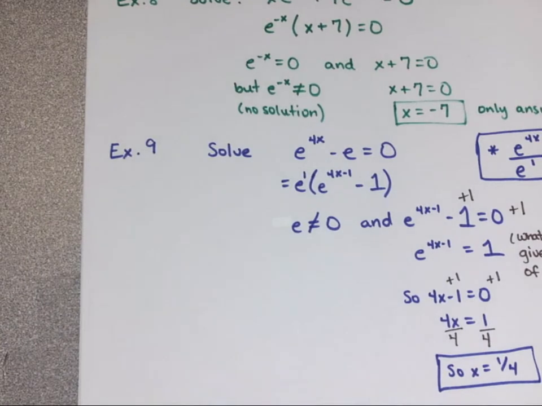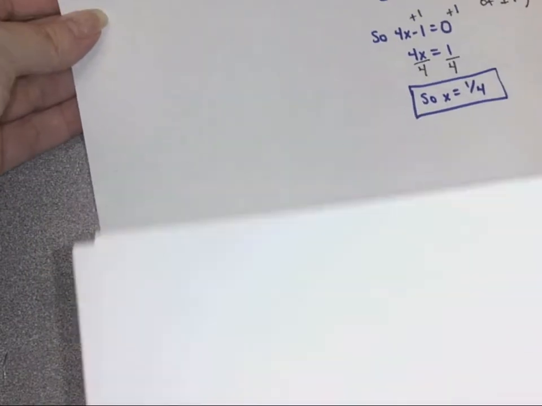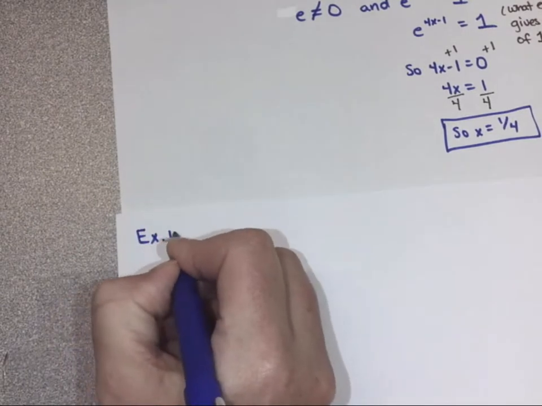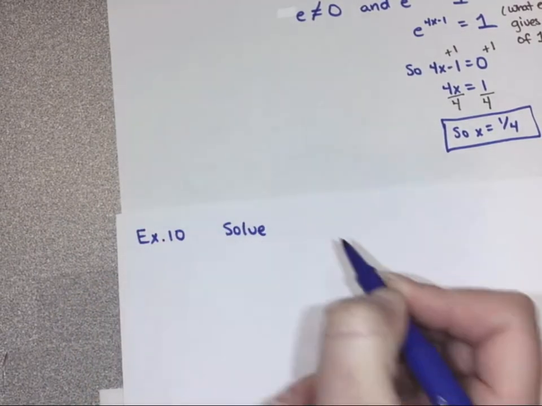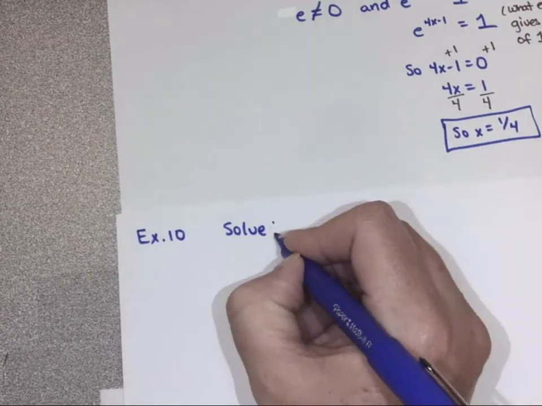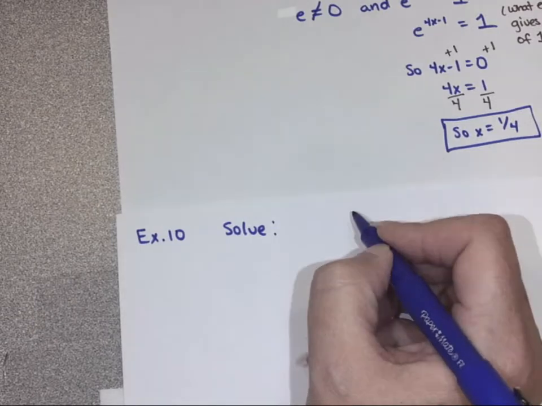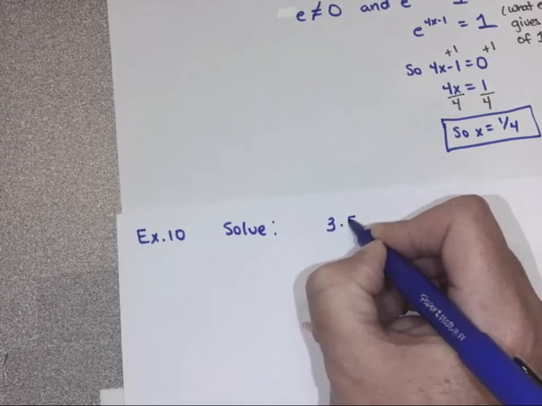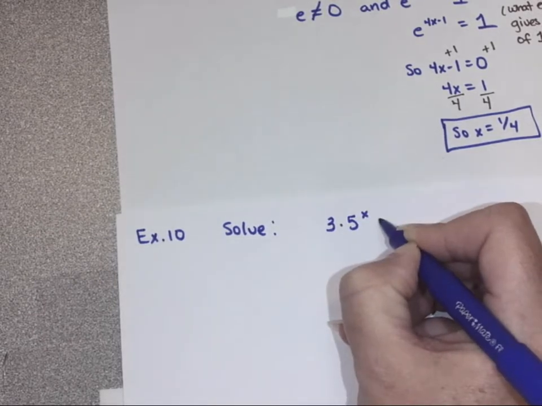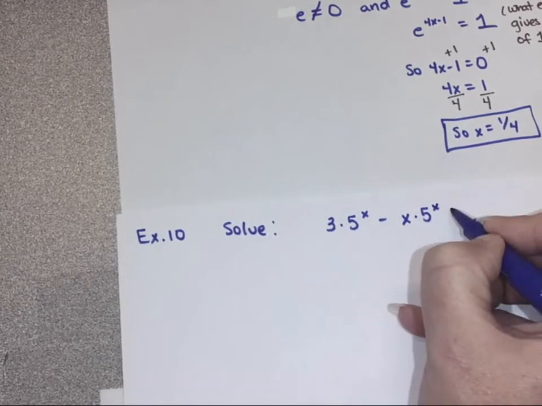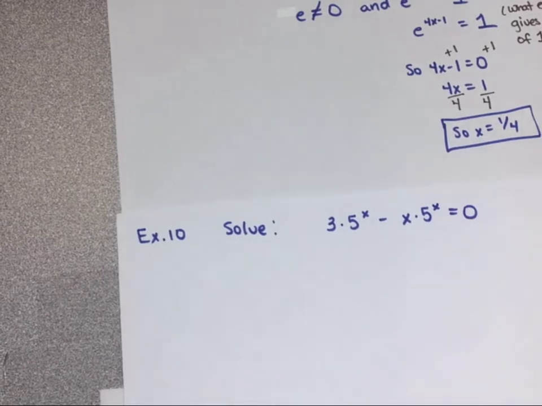Okay. So maybe one more, and then we're going to look at some applications of exponential functions that are really pretty highly covered in this class. All right, so what if I had 3 times 5 to the x power minus x times 5 to the x power, and let's say that that equals 0.